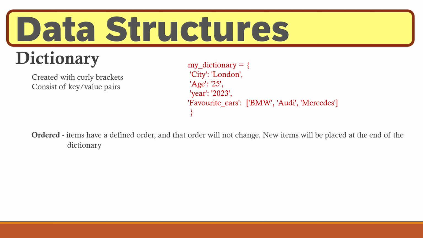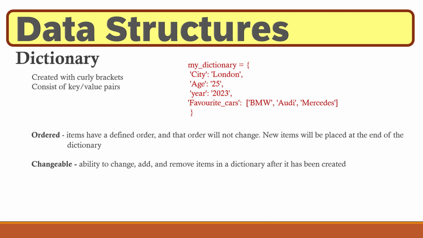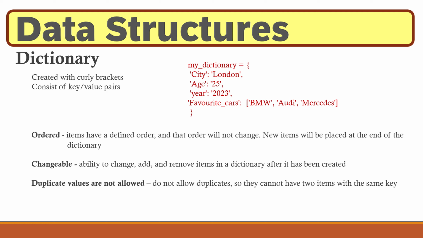Dictionaries are ordered. Prior to Python 3.7 they were not ordered, but since 3.7 and later versions they are now ordered, which means items have a defined order and that order will not change. And new items will be placed at the end of the dictionary, and dictionaries are changeable, so you are able to change, add and remove items to an existing dictionary. But duplicates are not allowed, so they cannot have two items with the same key, for example.